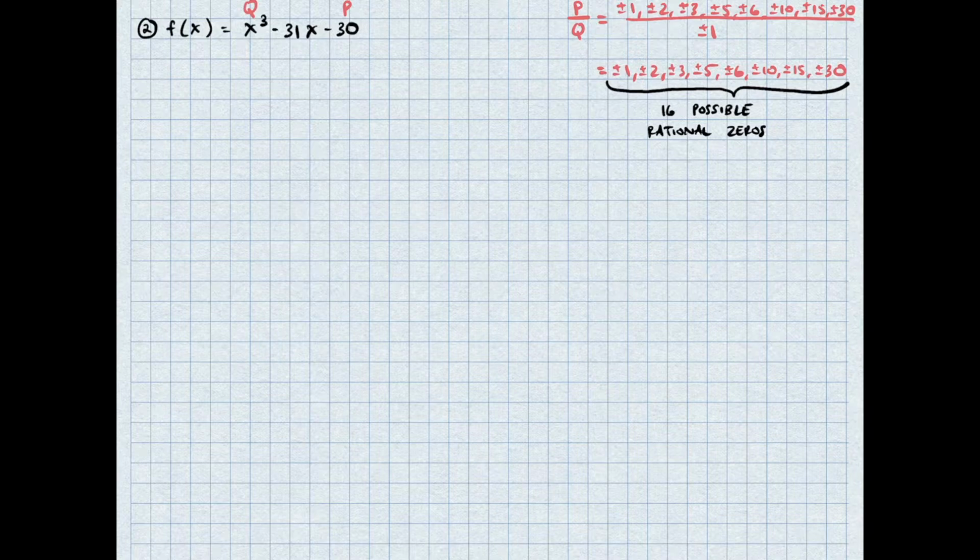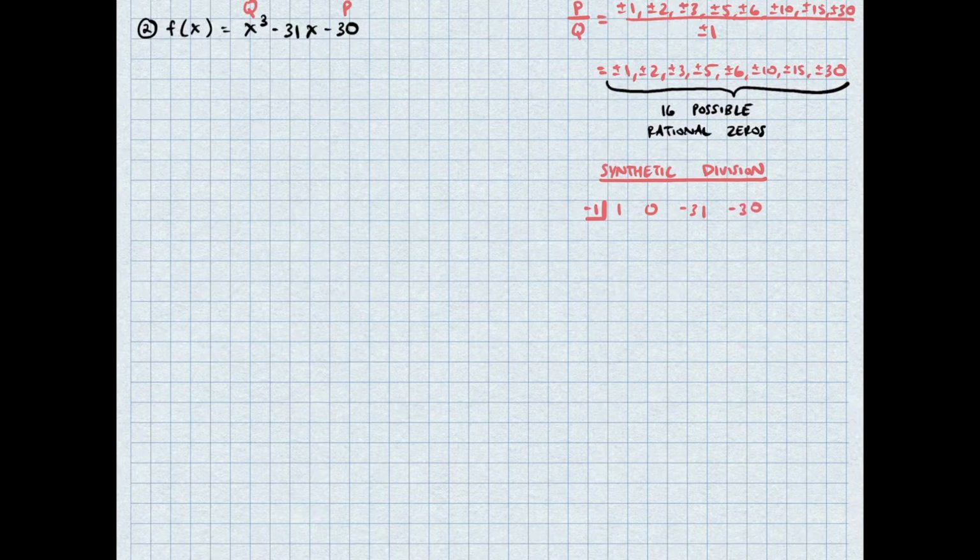Coincidentally, it looks like we have 16 possible rational zeros again. Let's start looking for one that actually works. Just like last time, I'm going to start with negative 1 here. For our coefficients, we have 1. There's no x squared, so we have to put a placeholder of a 0 because there's 0x squared. We have negative 31 and negative 30.